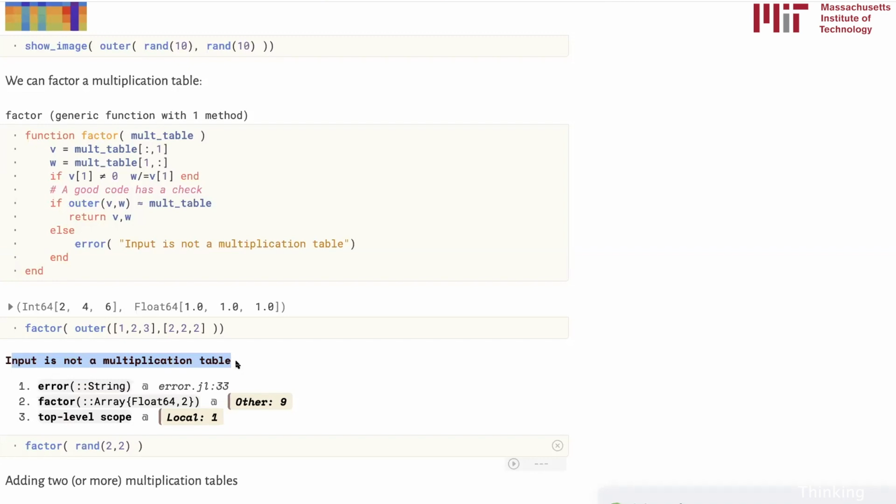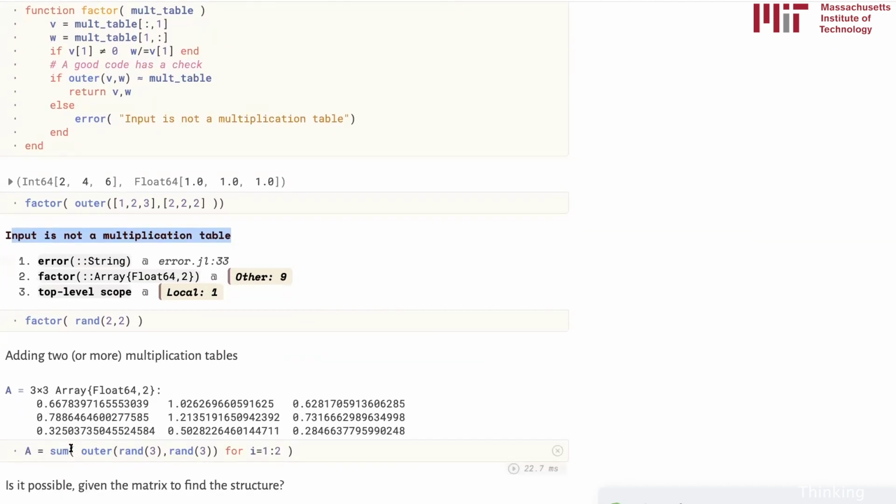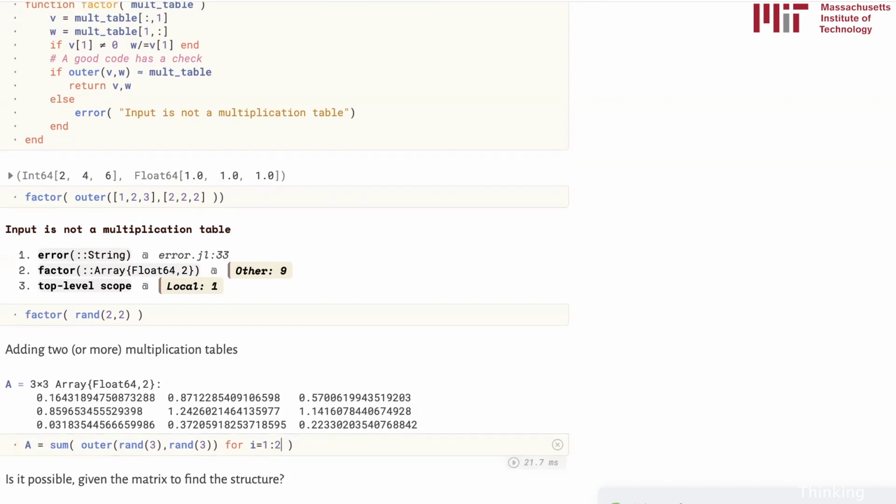Now, what can we do with multiplication tables? Well, we can add them. So here's a sum of 2 3 by 3 multiplication tables. If I went from 1 to 1, this would be a single multiplication table. This is the sum of 2 multiplication tables. Here's the sum of 3. Okay, so let's just stop with 2.